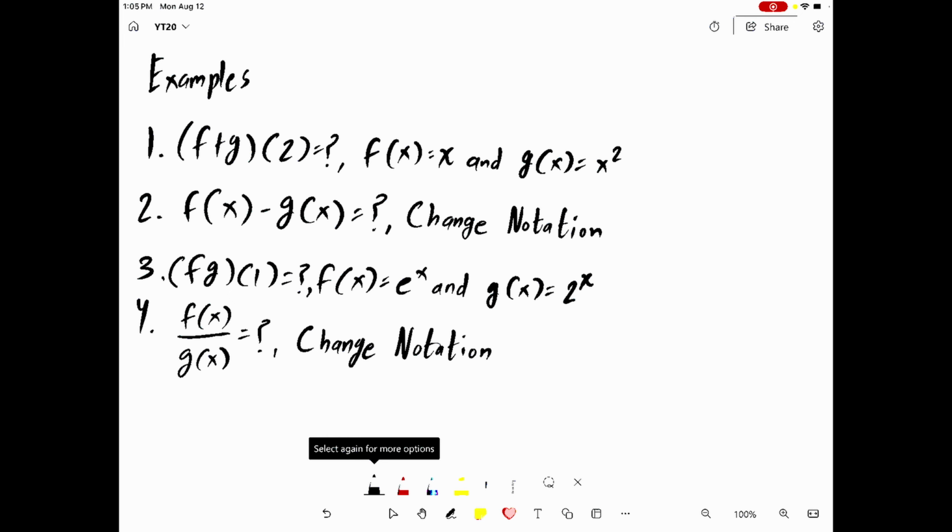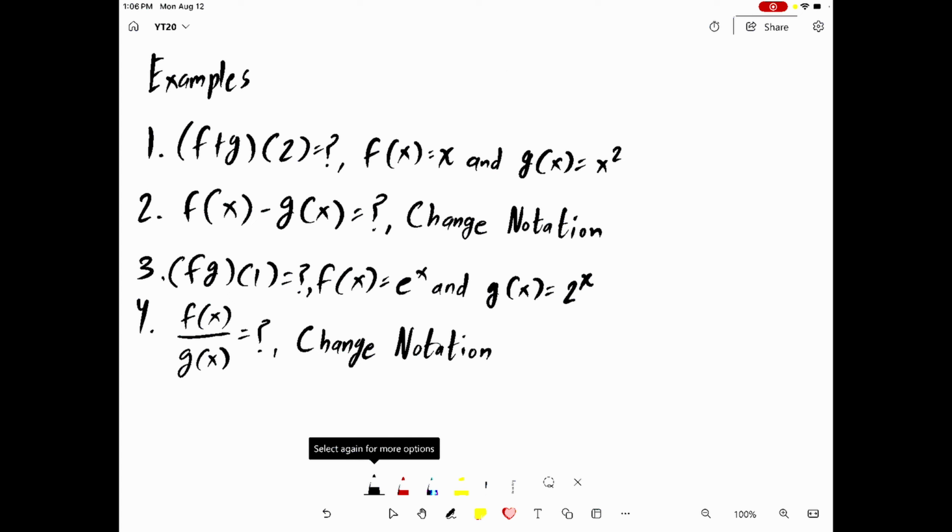Our third example is f times g of 1 is what? Where f of x is equal to e to the x and g of x is equal to 2 to the x. So what we want to do is first split f times g of 1 into f of 1 times g of 1. After that, we substitute e to the x as f of x, so e to the 1 and 2 to the 1, which is equal to e times 2 or 2e. That is our third example.